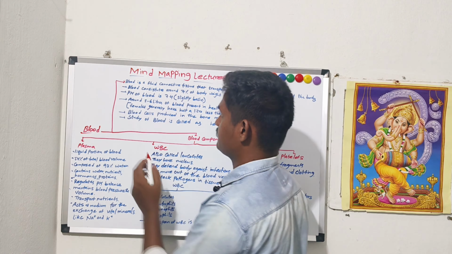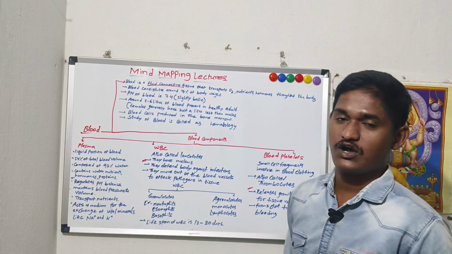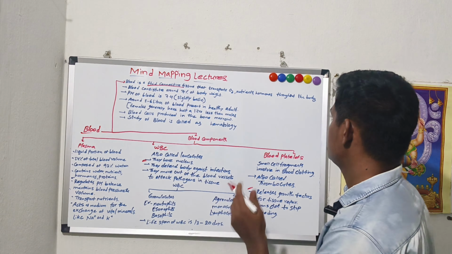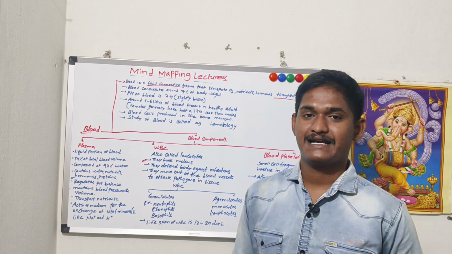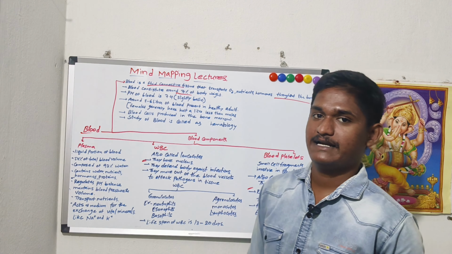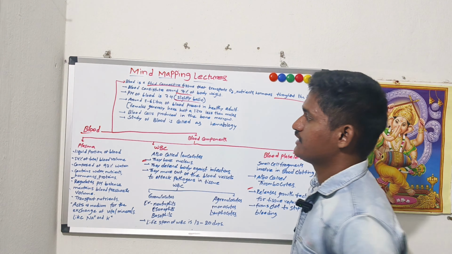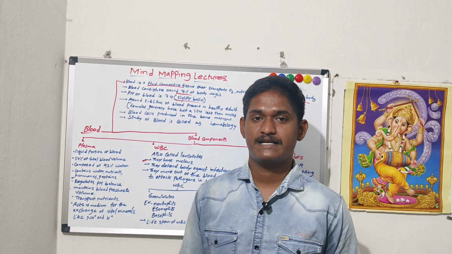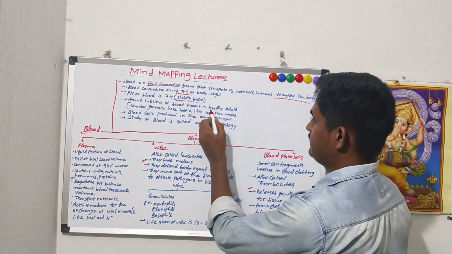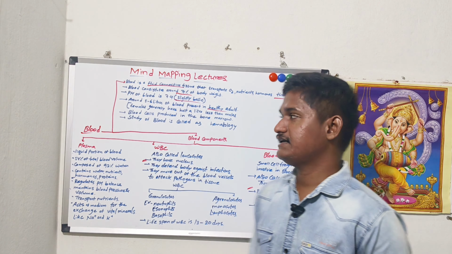Blood is a fluid connective tissue that transports oxygen, nutrients, and hormones throughout the body. Blood constitutes around 7% of the body weight. The pH of the blood is 7.4. It is slightly basic. Around 5 to 6 liters of blood is present in healthy adults. Females generally have half a liter less than males.